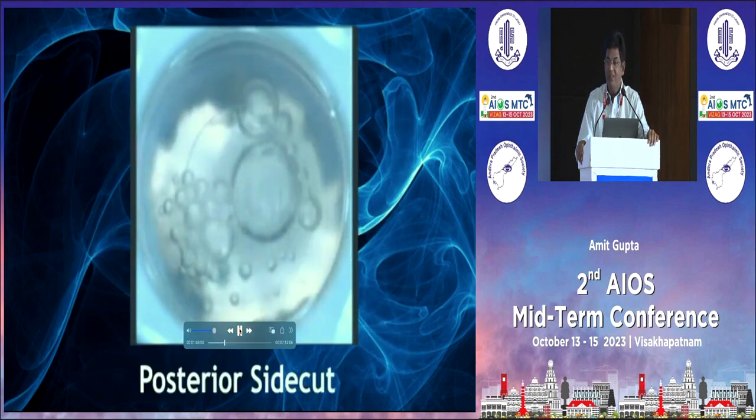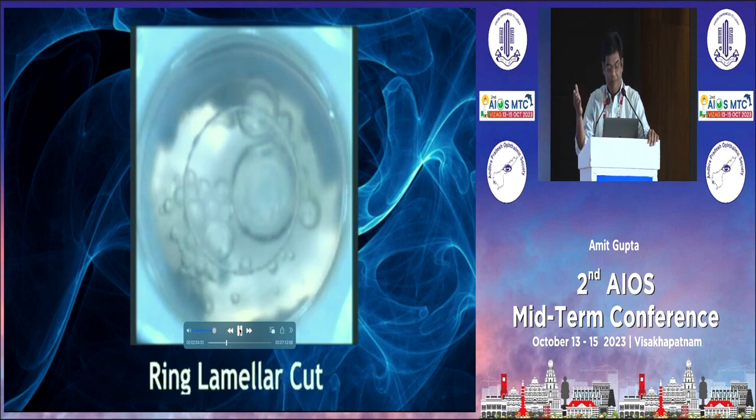And what happens basically is you applanate the cornea after fitting it on the artificial anterior chamber, and you can see by the generation of bubbles that the cut starts from the posterior side and then it proceeds to the anterior side. So the cut is starting here. We can see the ring lamellar cut is happening from outside to in. Posterior side cut has already taken place.